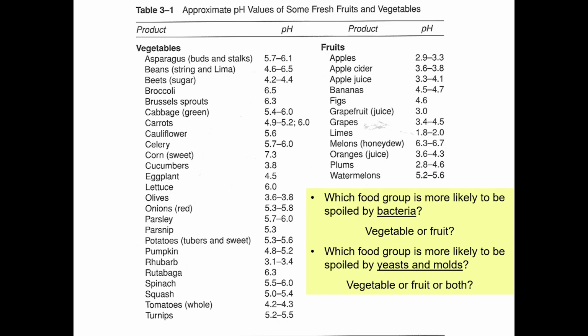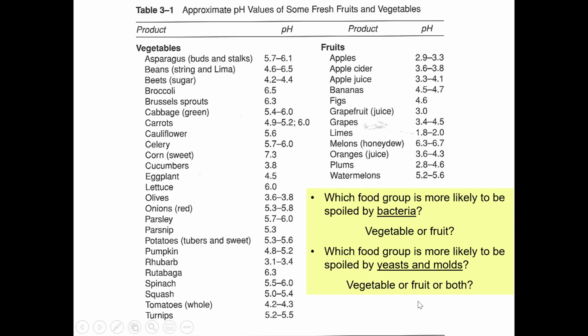If we look at which food group is more likely to be spoiled by bacteria, we can see that our fruits have a pH that is pretty low. Most of them are around 3 to 4. Some are a little bit higher, but the majority are around 4, I'd say. And then if we look at our vegetables, we see that they're a lot higher, up towards 6, and some of them even getting up to 7 with corn. So the pH of vegetables is going to be higher, and that is going to allow more bacteria to spoil them.